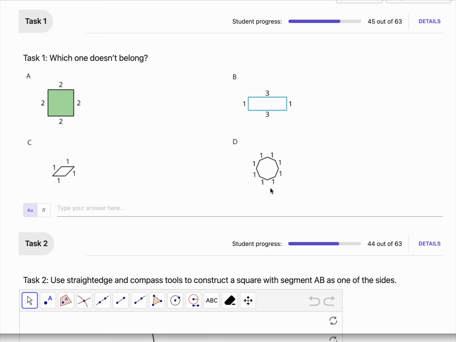Let's see here. Well, this one's kind of weird, but I noticed that this one is flat on the bottom, this one is flat on the bottom, and this one is also flat on the bottom, but this one is pointed on the bottom. It's kind of a cheap shot, but that one doesn't fit for that reason.